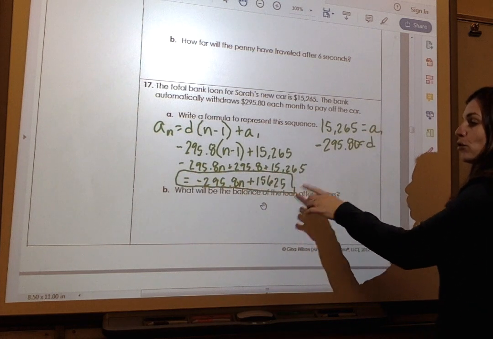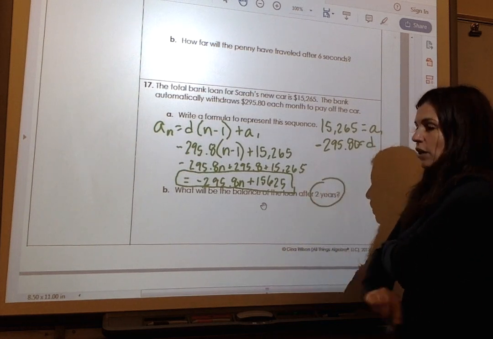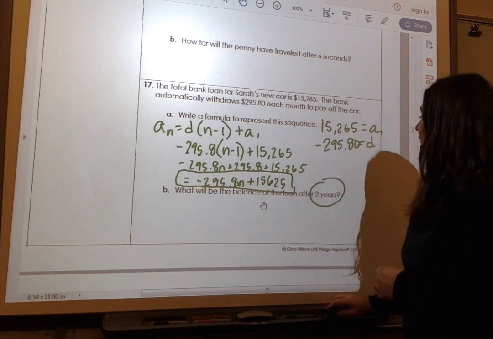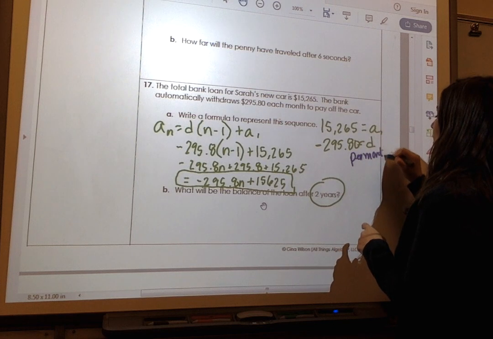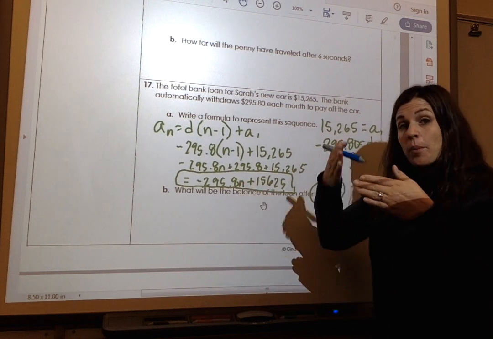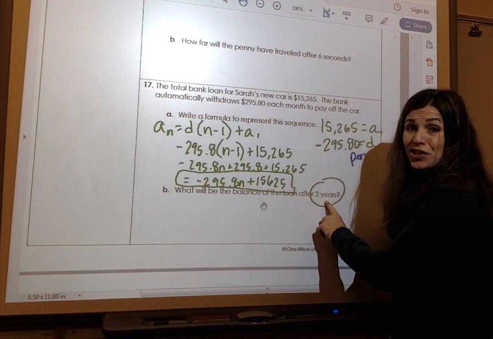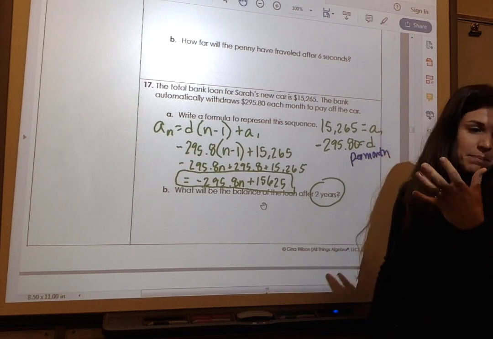So now, after 2 years, what's it going to be? Well, first, it's asking 2 years. What is my common difference? They are taking this out per month. So n stands for months. So I need to find out 2 years. So I'm not going to plug in 2 for n. I'm going to plug in 24 because that is months.